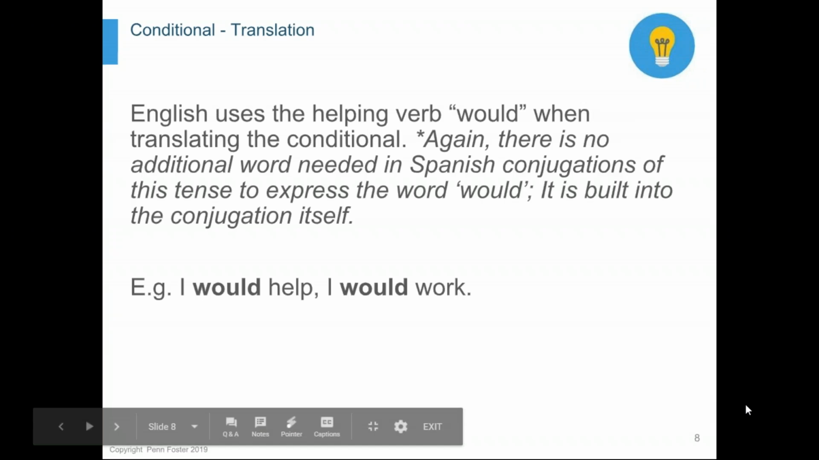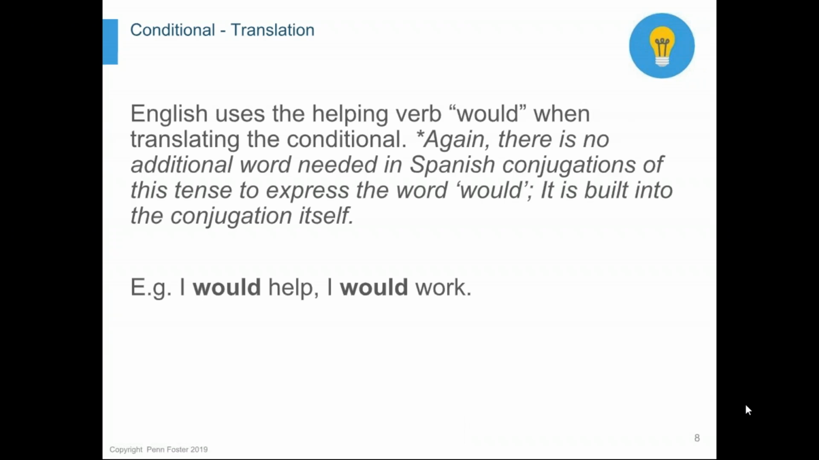And just like in the future tense, there is no need for an additional word to express the actual word for would. Again, would is built into the conjugation itself. So in English, two words, as you see in the examples, would help or would work. In Spanish, however, just the one word conjugation is required. No additional word necessary. And again, just like with the future, you will see some examples of that coming up here in the next few slides.